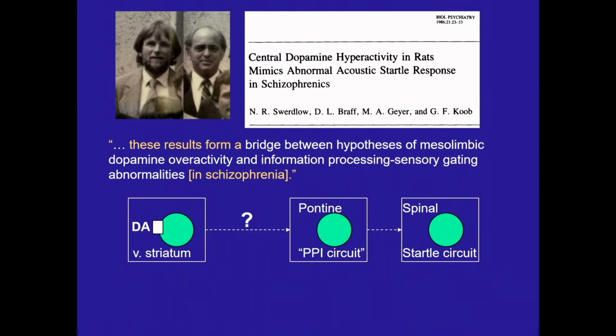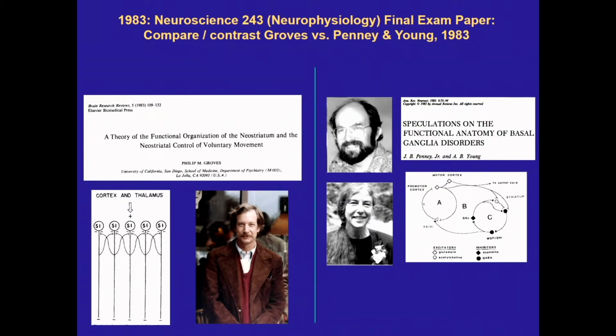I then set about trying to understand how dopamine overactivity in this ventral striatum area made its way through brain circuitry all the way down into pontine circuitry that regulated pre-pulse inhibition, and ultimately the spinal circuitry that generated the startle reflex. The only problem was I knew very little about brain circuitry, and that was the next stroke of luck, which was in 1983. I took a neurophysiology course with this man, Phil Groves, one of the great teachers in our department, and certainly a cornerstone of what we've understood about neurophysiology, particularly within the basal ganglia.